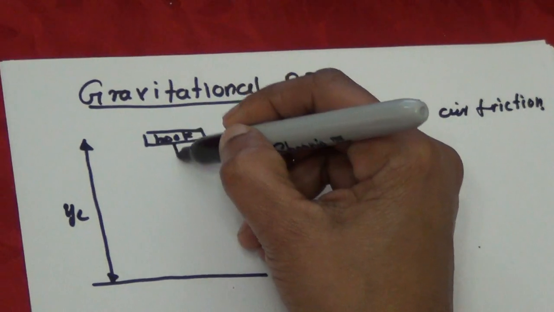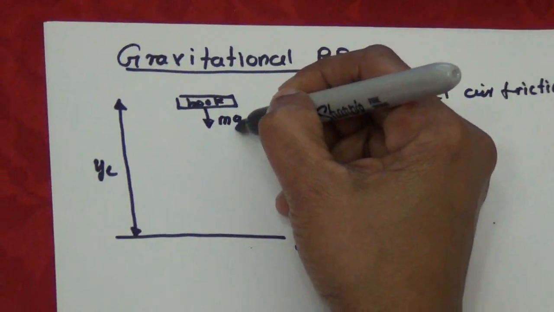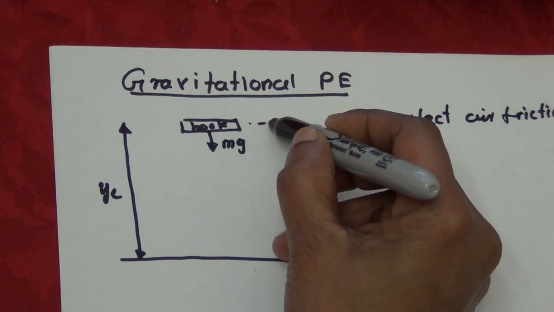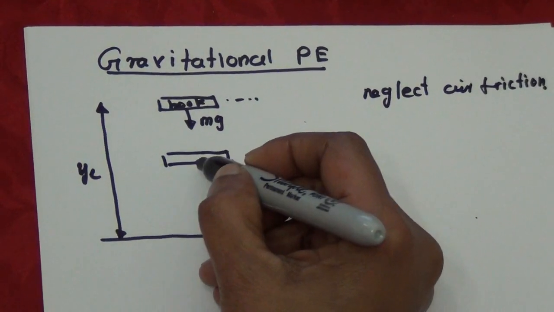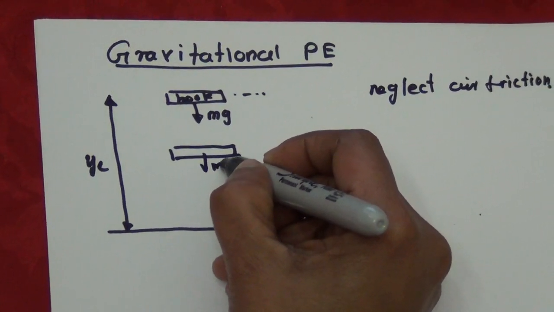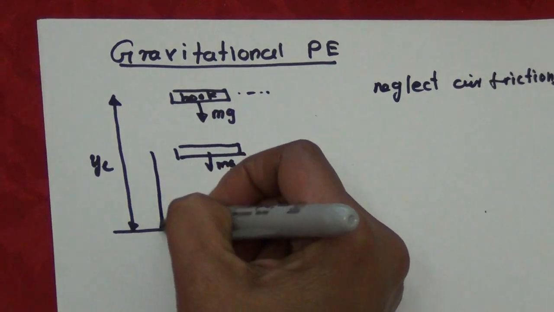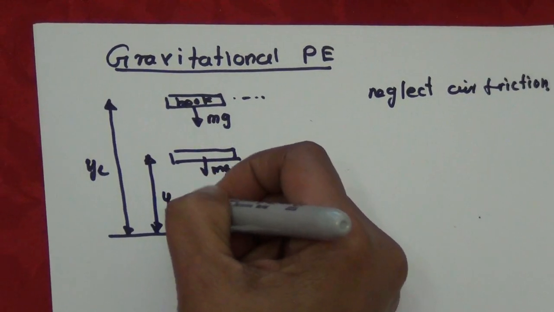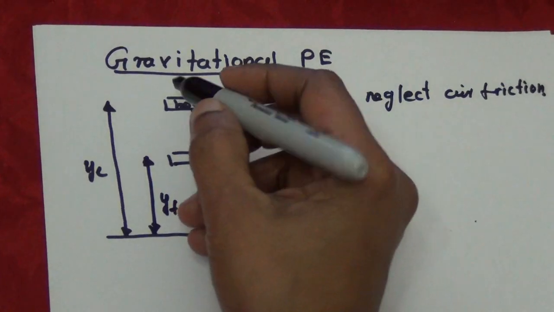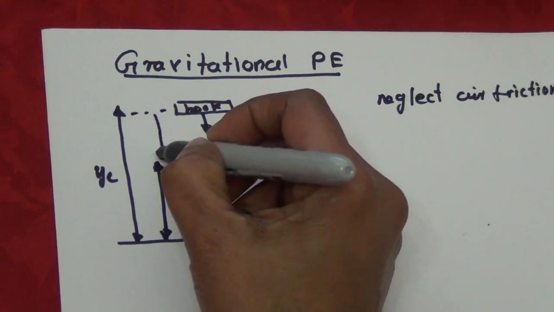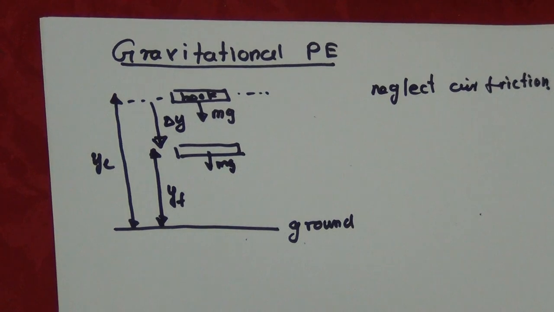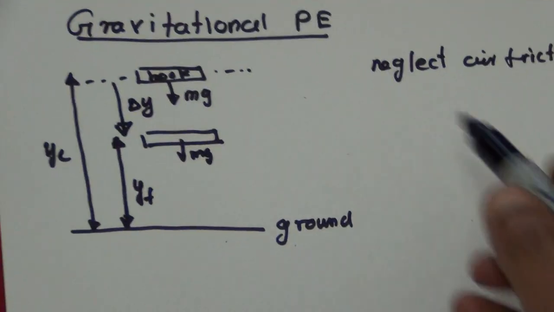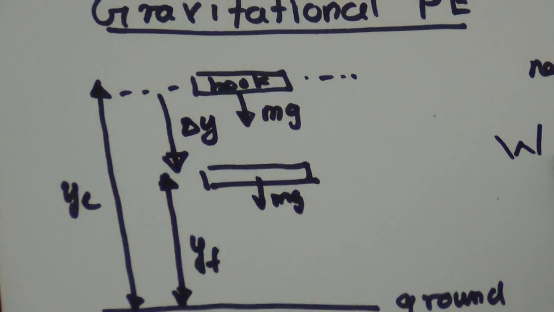Right, so the only force acting is mg. So the book will fall from here to, let's take this level, right? So now the height is, let's take y final. So it displaced through a distance delta y. So let's find the work done by gravity.